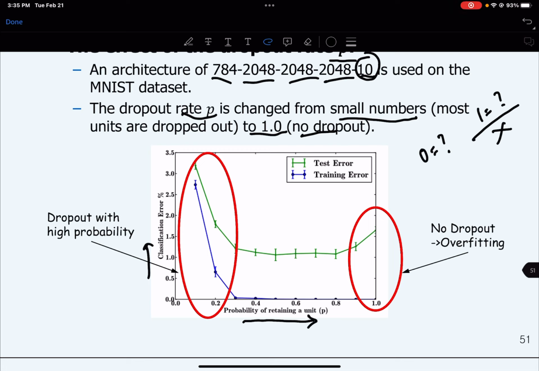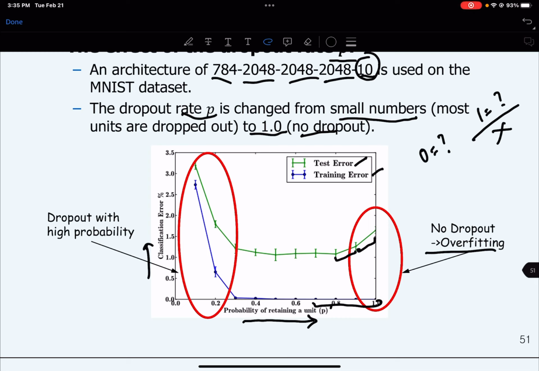So if the Dropout probability is increased from 0 to 1, we are checking the test error and the training error. At training time, the training error becomes nearly 0, but we can see here that the test error is starting to increase, while your training error is nearly 0. So we realize that we are facing overfitting if we do not use Dropout.